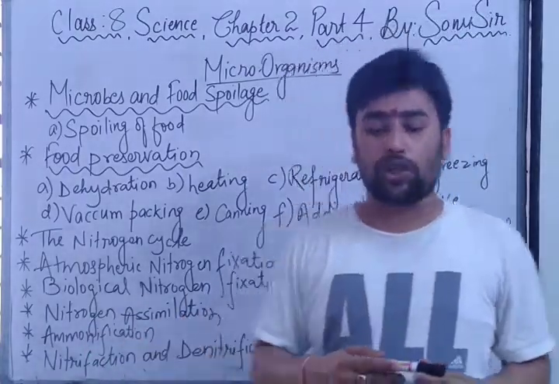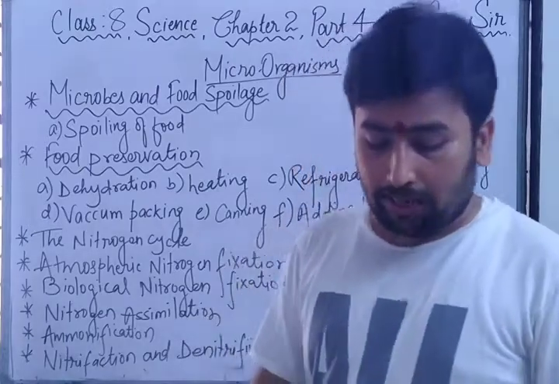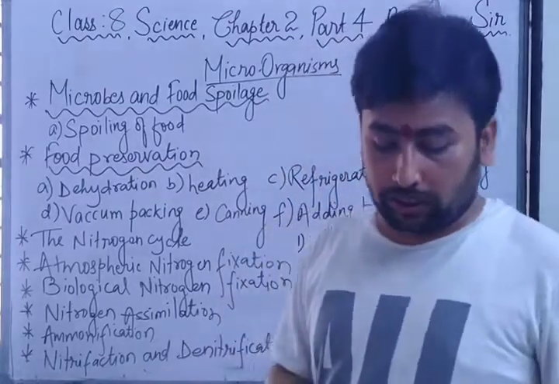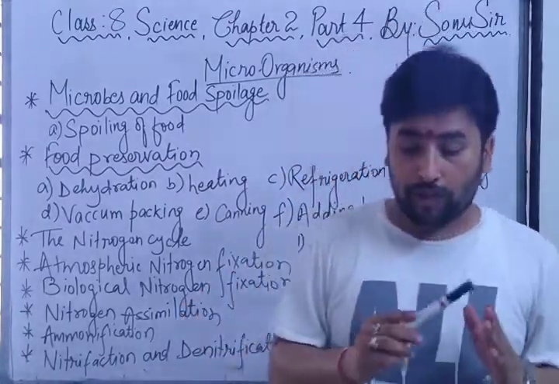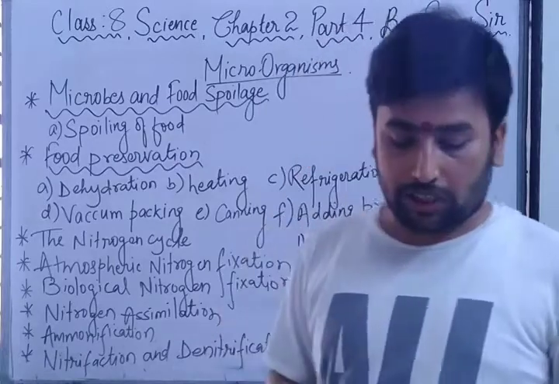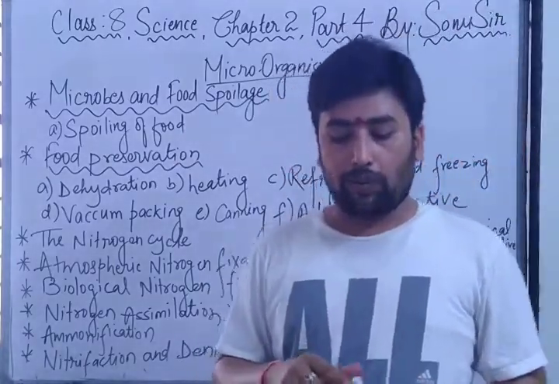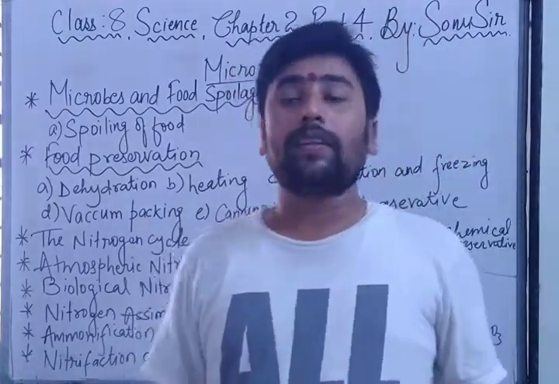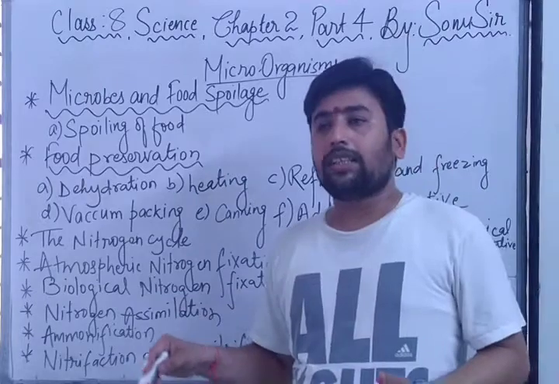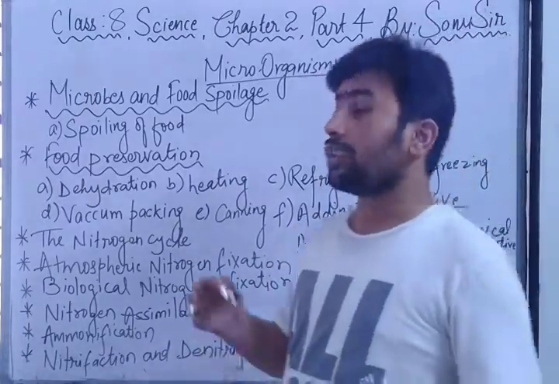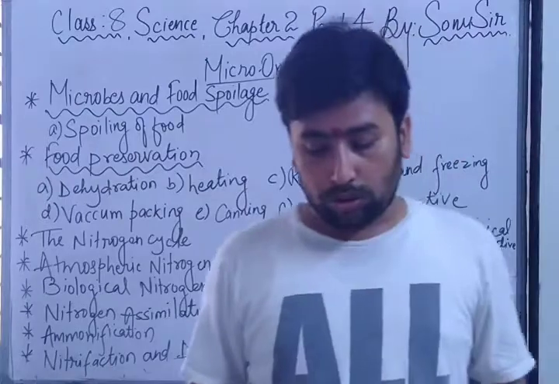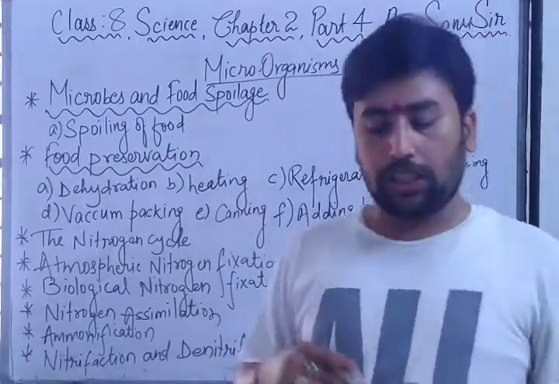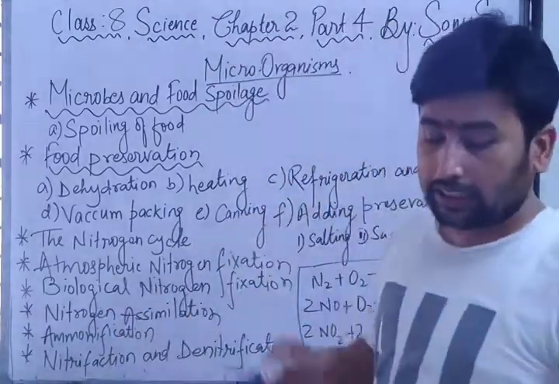Next one is ammonification. Ammonification means when plants and animals die, they decompose, so ammonia is produced during this process. The process of formation of ammonia by fungi and bacteria from decomposed dead and waste material is called ammonification. Means when any dead body, plant or animal, dies, it produces ammonia, and this is caused by the bacteria and fungi.